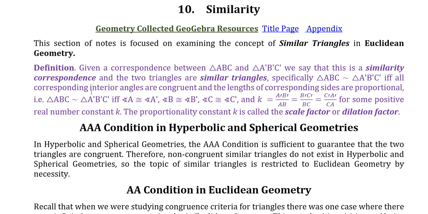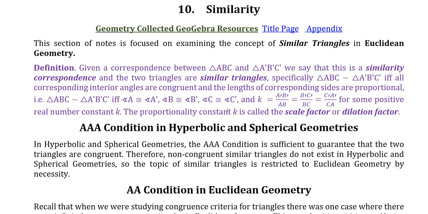But instead of the sides being congruent like they are in a congruence relation, the side lengths are proportional. So the distance from A prime to B prime divided by the distance from A to B is equal to the distance from B prime to C prime divided by the distance from B to C, and the distance from C prime to A prime divided by the distance from C to A. All three of those ratios are some specific constant K, a positive real number. That proportionality constant K is called the scale factor or dilation factor. This is related to the transformation called dilations, which we'll talk more about in our last unit.